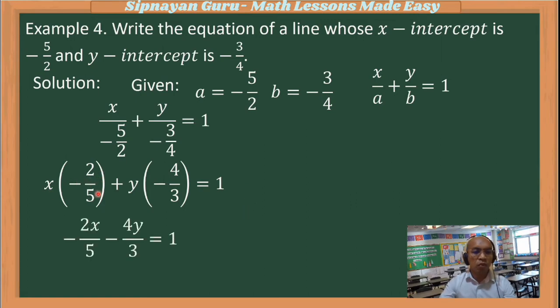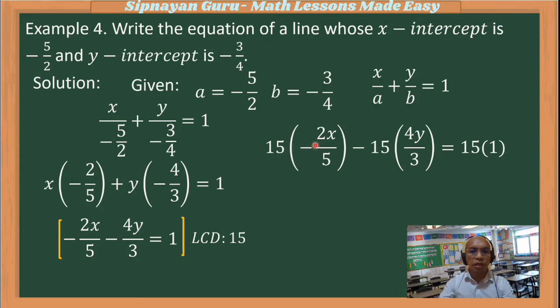x times negative 2 over 5 is negative 2x over 5. Then y times negative 4 over 3 is negative 4y over 3. And it is equal to 1. Multiply the whole equation by the LCD, which is 15. So 15 times negative 2x over 5. Cancel out the common factor. So this is 3. 15 and 5, the common factor is 5. So 15 divided by 5, so this is 3. So multiply 3 times negative 2x is negative 6x. Then 5 times negative 4y is negative 20y, and this is equal to 15.